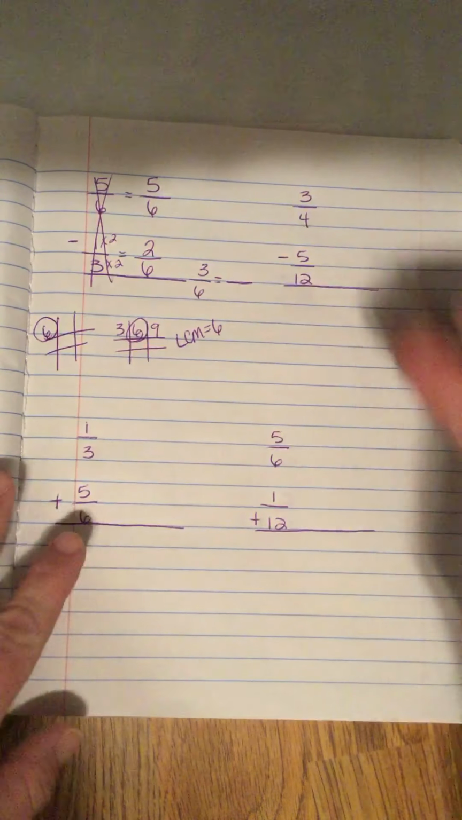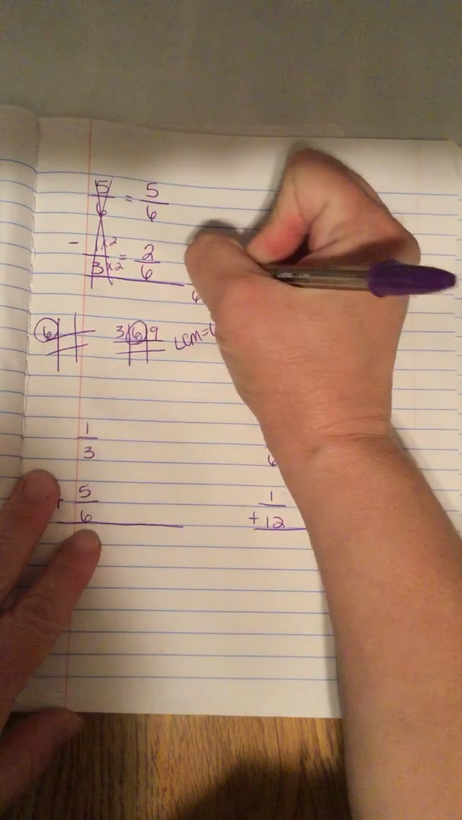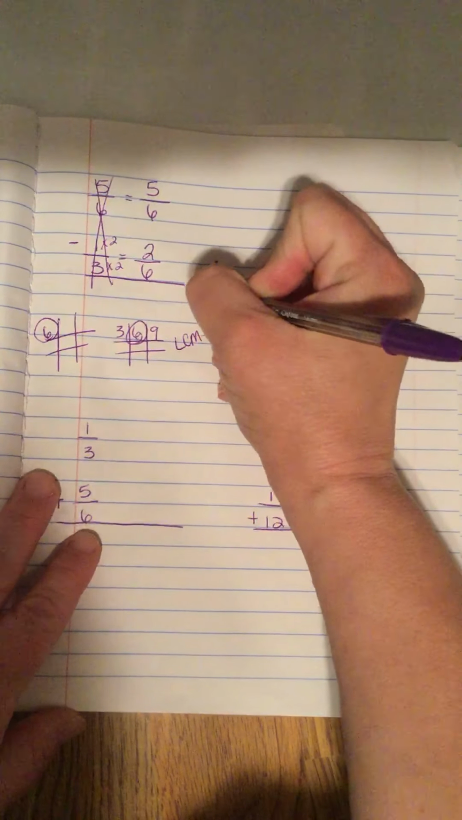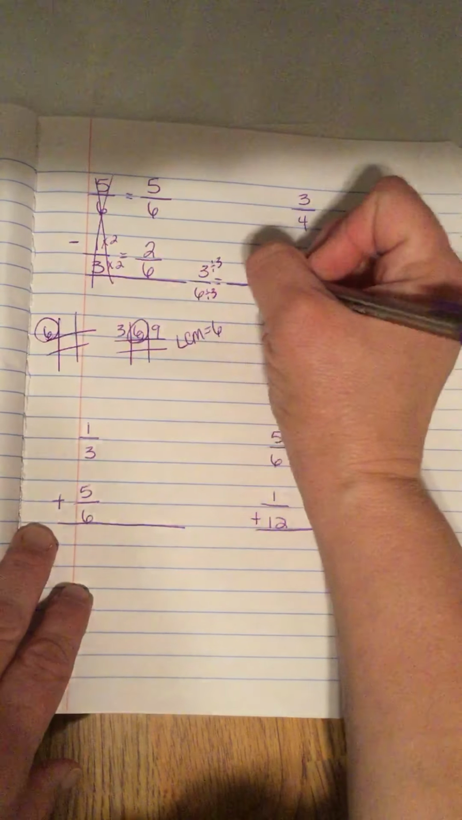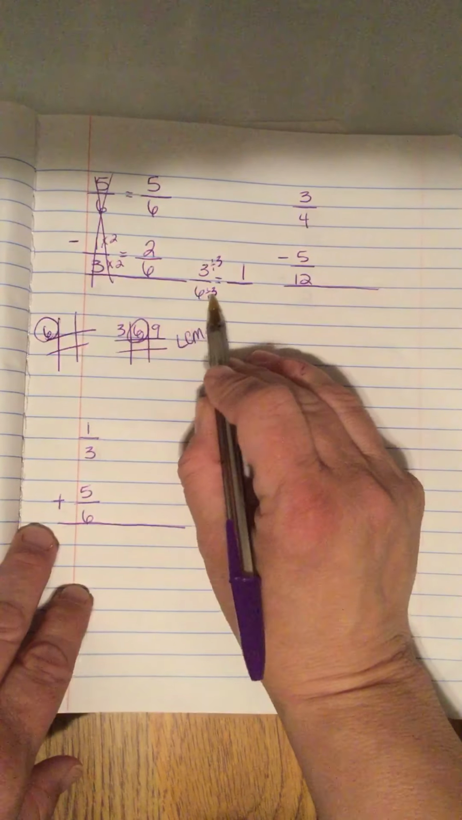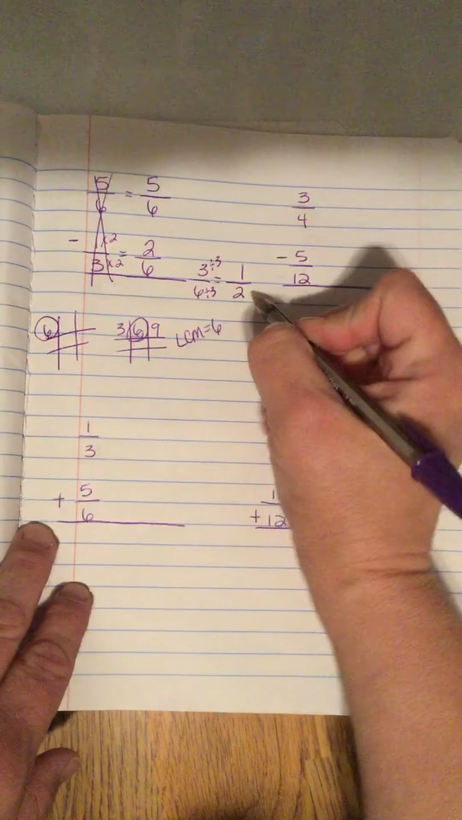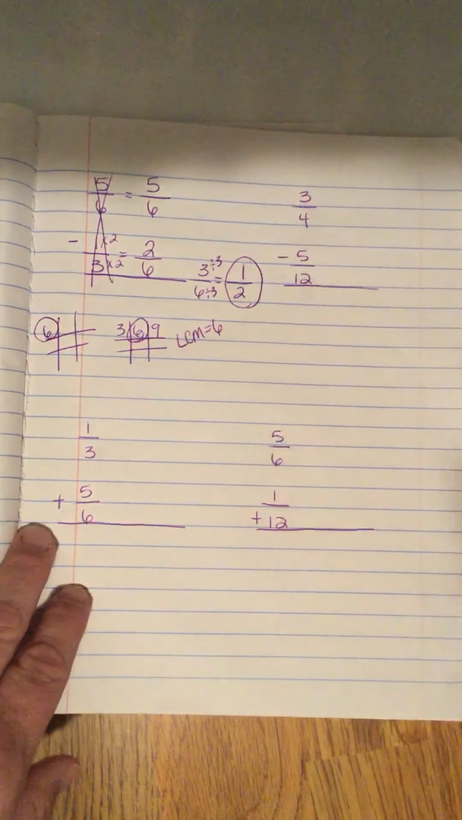Times 2. So I'm going to divide by 3. Okay. 3 will go into 3 one time. 6 will go into 3 two times. 3/6 is 1/2.